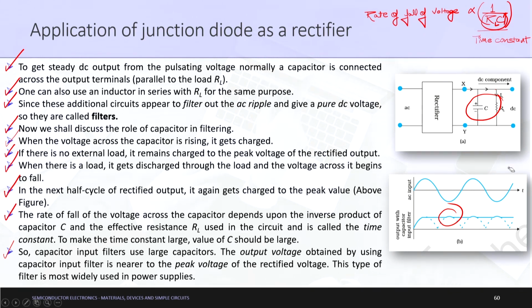So, capacitor input filters use large capacitors. The output voltage obtained by using the capacitor input filter is nearer to the peak voltage of the rectified output. This type of filter is most widely used in power supplies. That is how you can obtain a constant supply of voltage or output. Fine. So, that is the end of the complete application of the junction diode as a rectifier.